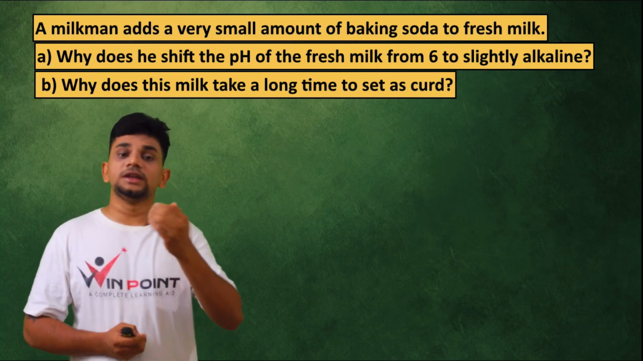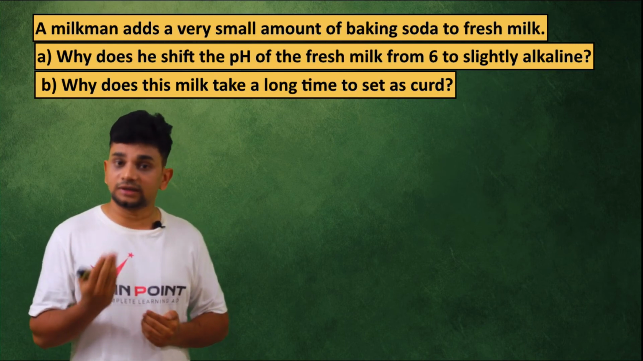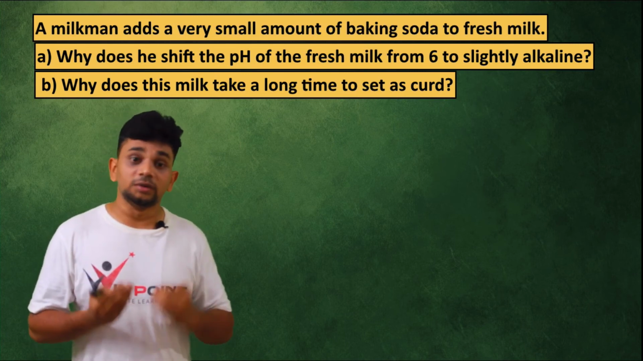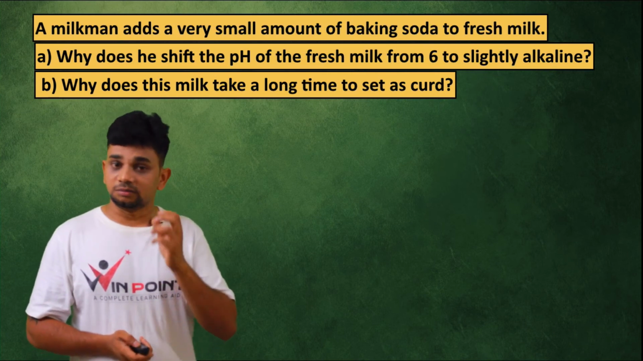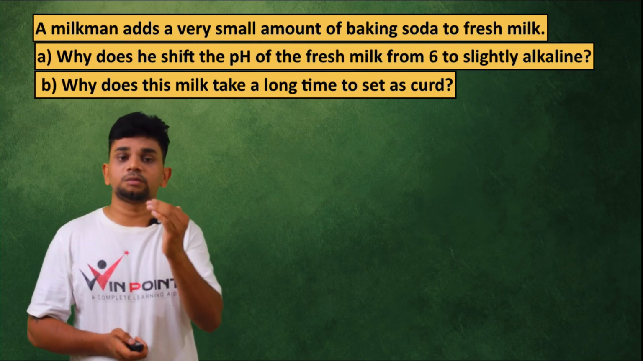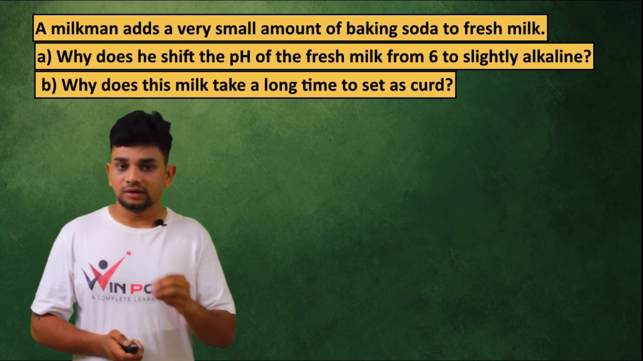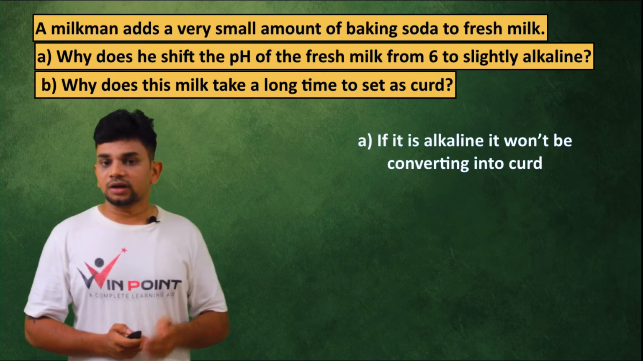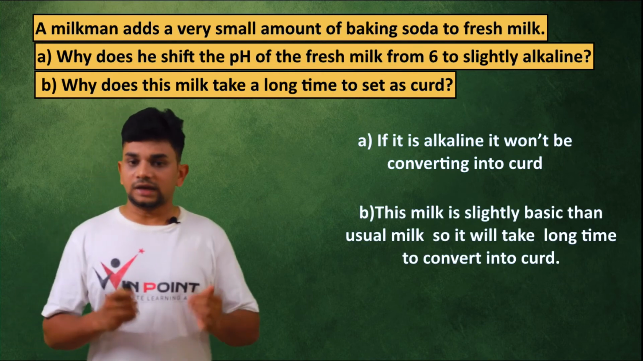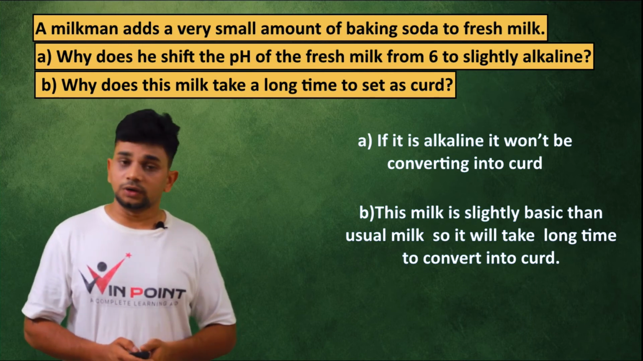If the pH is decreasing, which means it is converting into acid, it will be sour in taste. So milkmen need to prevent that. So they will add baking soda. It is basic. It will increase the basic property of milk and it is not going to set into curd as soon as possible. If it is alkaline, it won't be converting into curd. This milk is slightly basic than usual milk, so it will take long time to convert into curd.